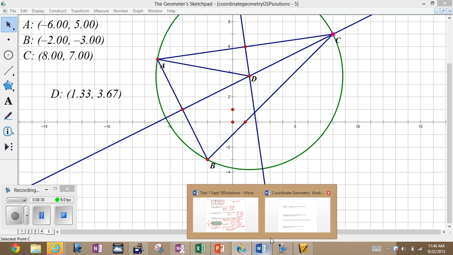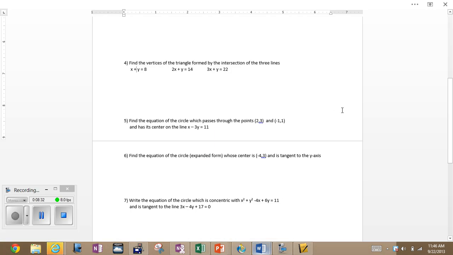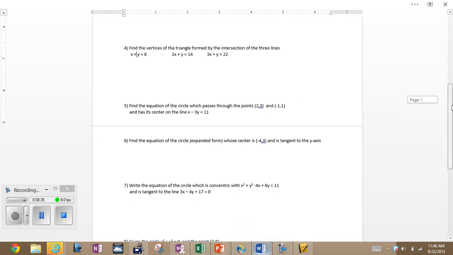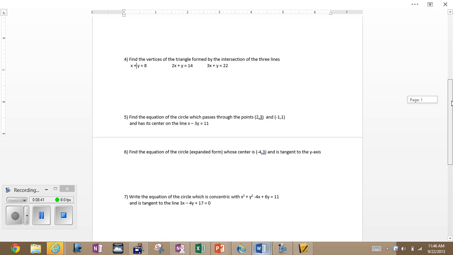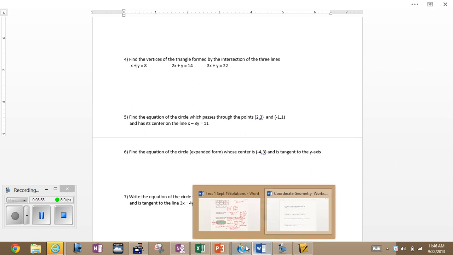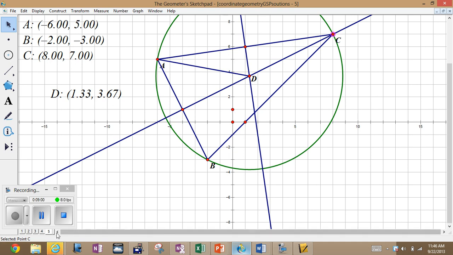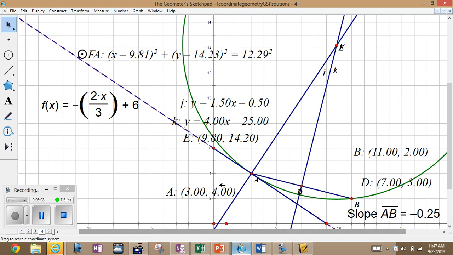Okay, so let's go back and let's see. Number 5 is to find the equation of a circle which passes through (2, 3) and (-1, 1), and has its center on the line. This is reminiscent of the problem we looked at previously. Let's go back and check that over here and see if we can remind you. Basically, this is a problem we looked at in one of the previous worksheets.